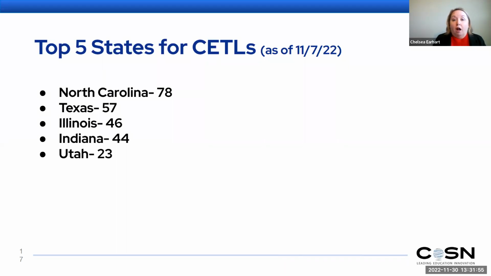I know they even offer some scholarships for people to take the exam and pay for even some of the prep courses for them. Number 2 is Texas. I know this was hotly contested for quite a while, but North Carolina has pulled ahead. But Texas is the number 2 state. Illinois with 46, and Indiana very close behind. So I'm sure Chantel is going to be working on that to get ahead of Illinois, but 44. And then Utah is coming in 5th with 23.